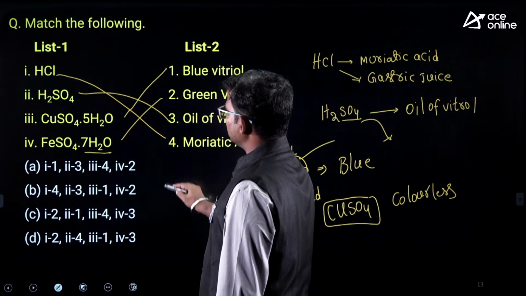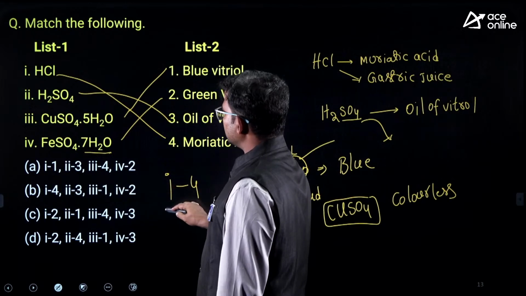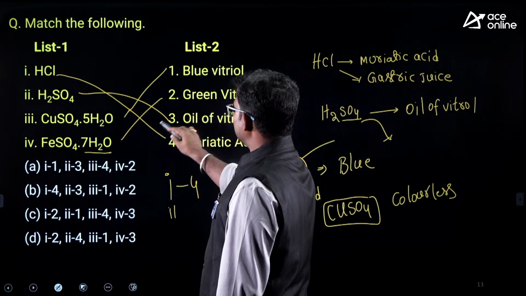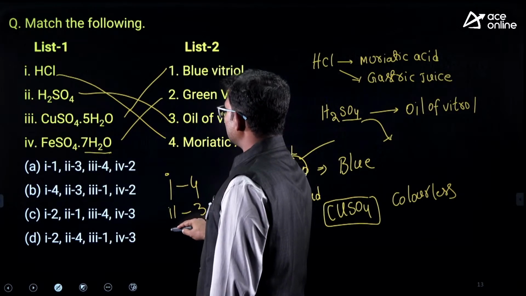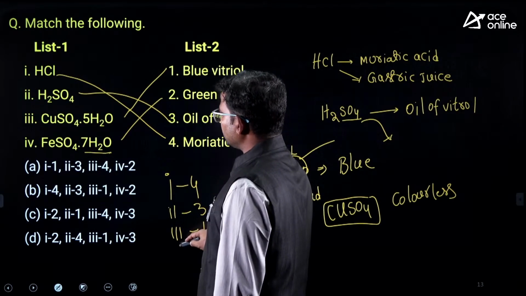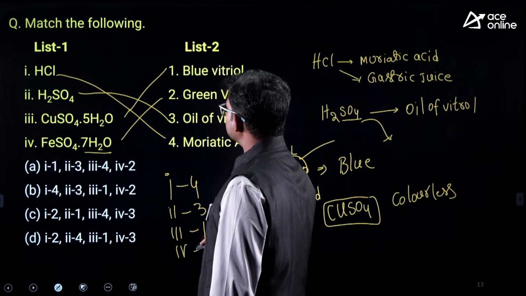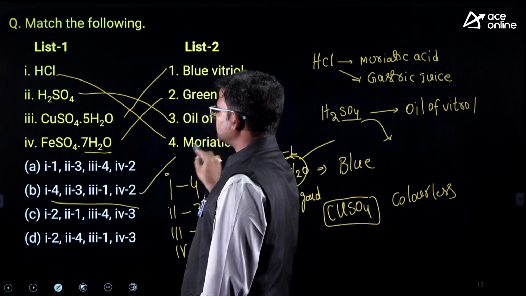So 1, what we get? 4. Next 2, 3. Next, copper sulfate, so 1. Next, the fourth one is 2. So 4, 3, 1, 2. Option B is the right answer.